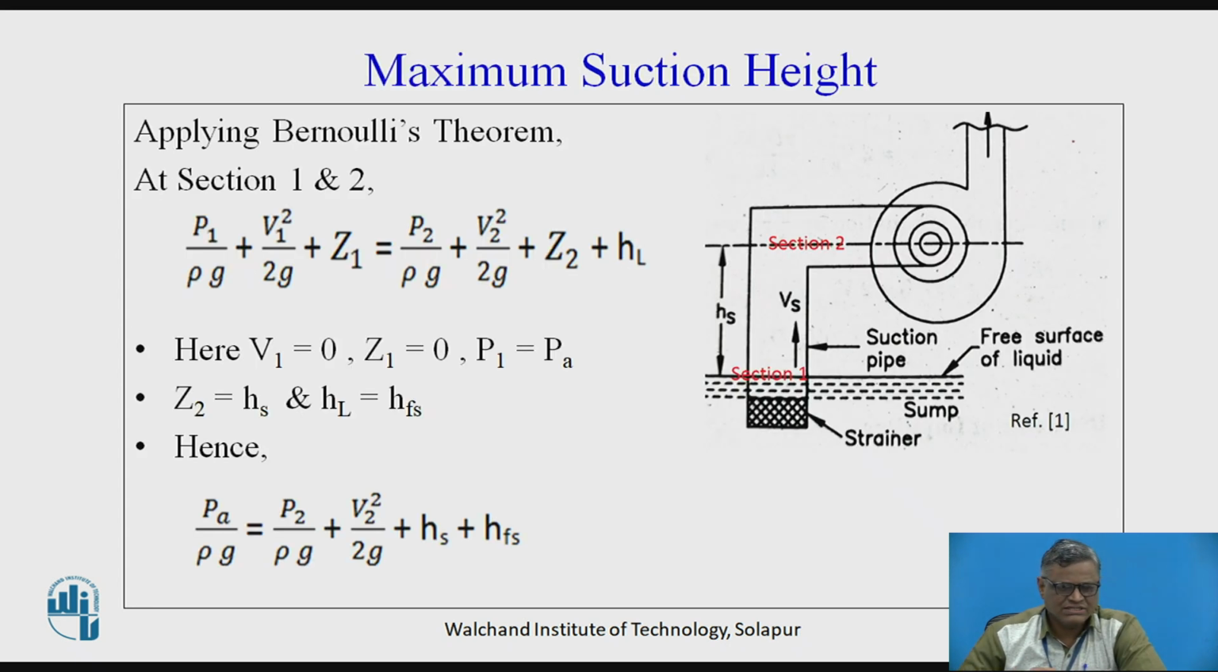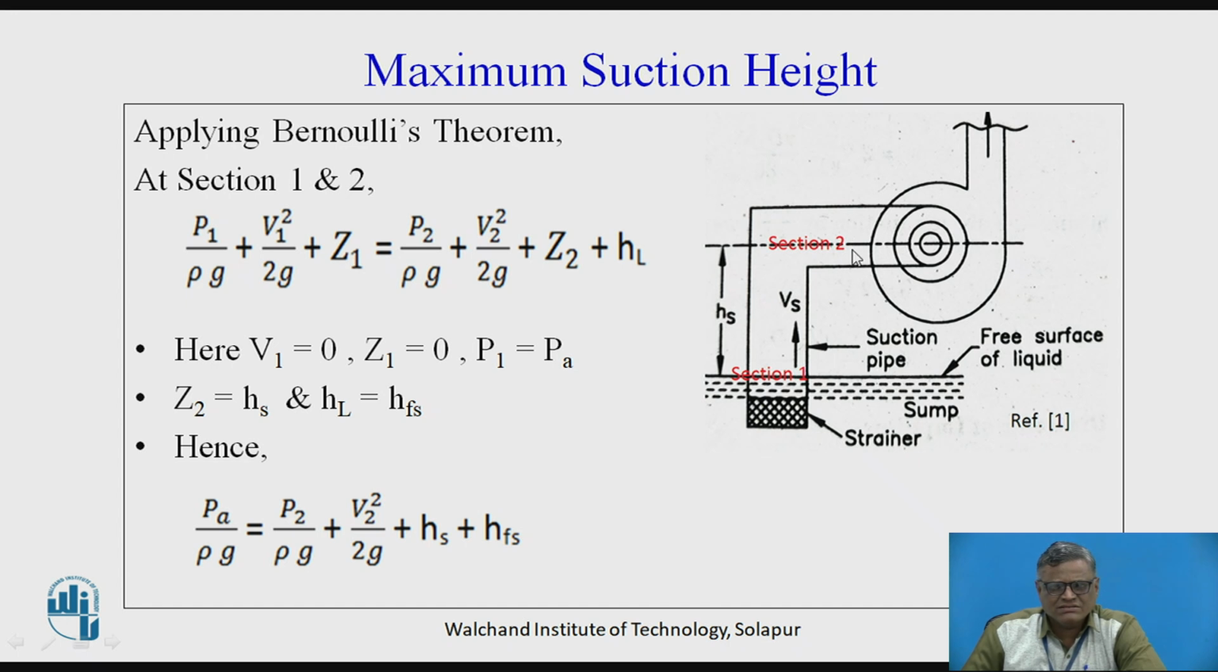Now let us go for the derivation of the maximum suction height. Here we are going to make use of Bernoulli's theorem. As you know, Bernoulli's theorem is associated with different types of energies. In fluid flow we have three types of energies: pressure head, kinetic head, and datum head, and the summation of these needs to be constant. Now we are finalizing two sections. One section is going to be the free surface of the liquid itself.